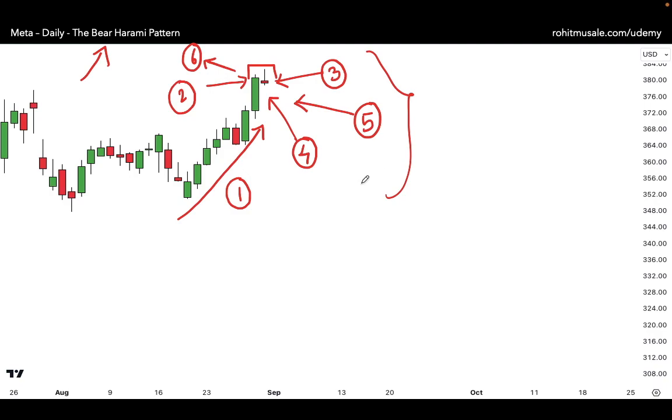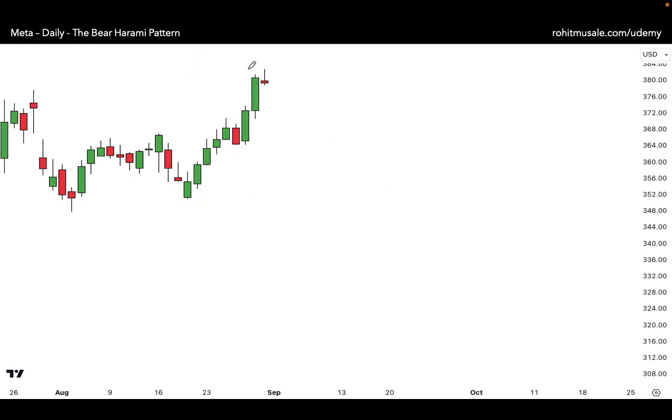Okay, next, the high of the bear Harami pattern does not become resistance. Next, you are not allowed to initiate a trade on this pattern. It is just a pattern where you can scale out of existing positions. So which means if you buy here somewhere, this is a great time to take a partial exit or maybe a full exit if you want, depending on your money management rules.